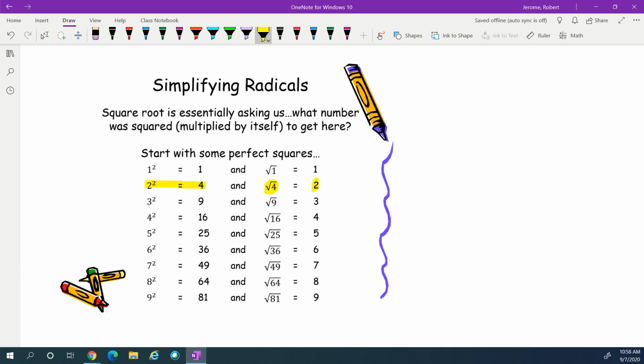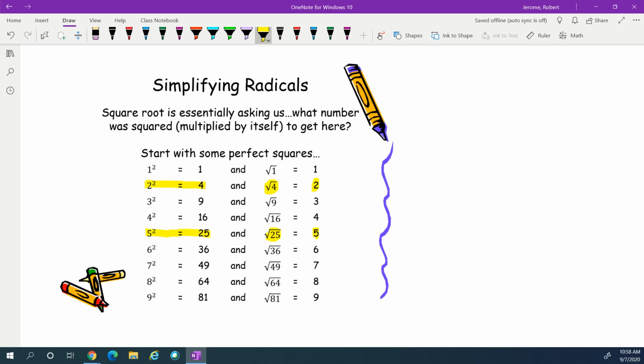If we're asked to work with the square root of 25, well, that means a 5 was squared because we know 5 squared is 25. So these are called perfect squares, where when we take the square root, we get a number. The square root goes away. Again, it is asking us what number was squared. A 5 was squared to get the 25. So we're doing the opposite of squaring, square rooting.